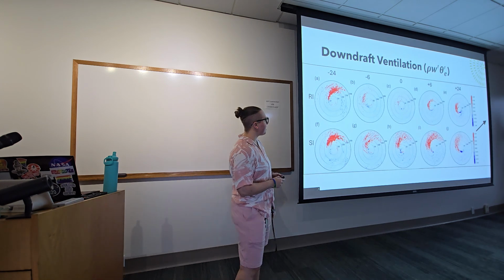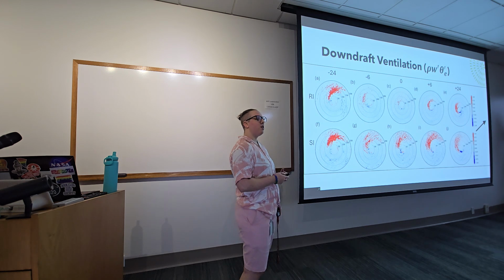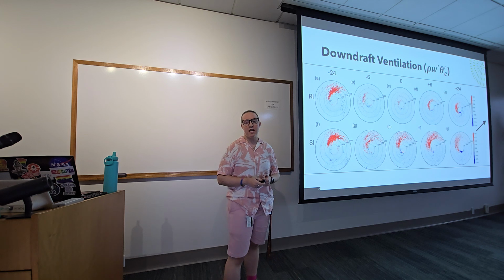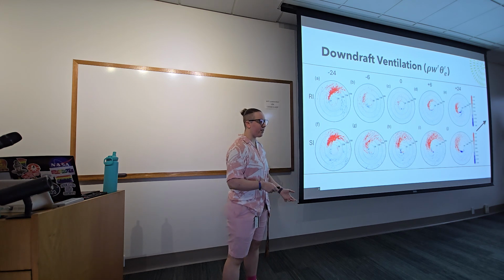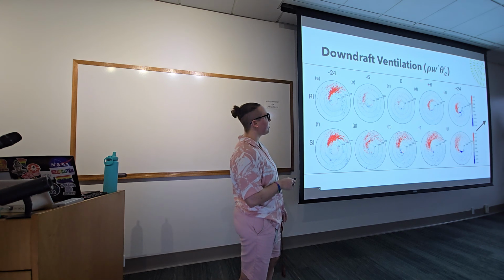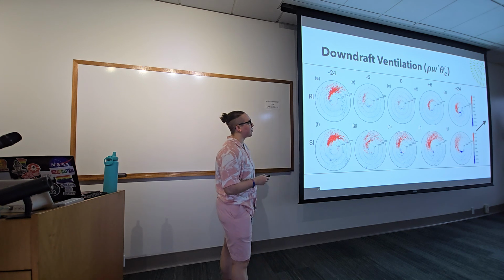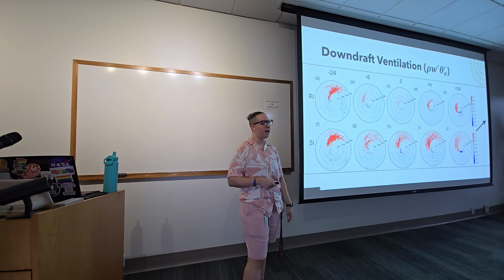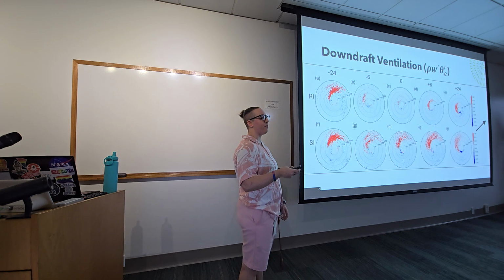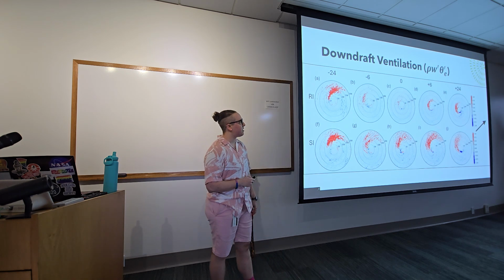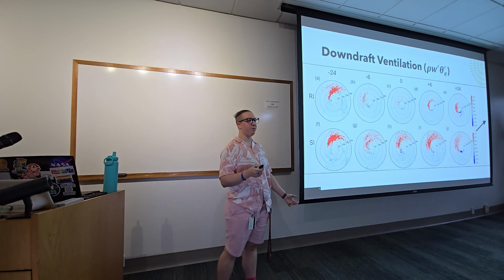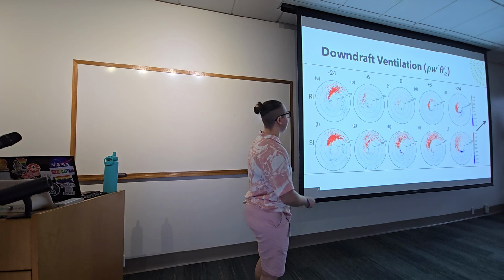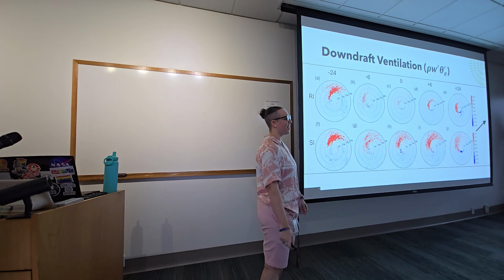And so we look at this at what we call ventilation, which is the sort of influx of low equivalent potential temperature air. So the lower the theta E, the drier the air is. And we're looking at perturbations relative to the azimuthal mean. So where W prime is negative, we have air going down. Where we have theta E negative, we have dry air, which we get positive, and positive is in our red. So our red is our downdraft ventilation. Red is bad for the storm.